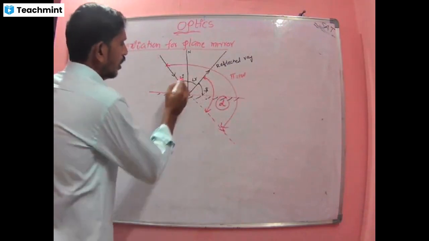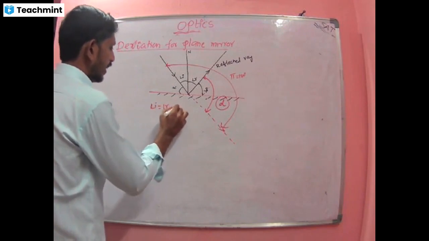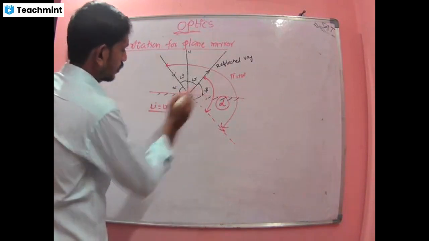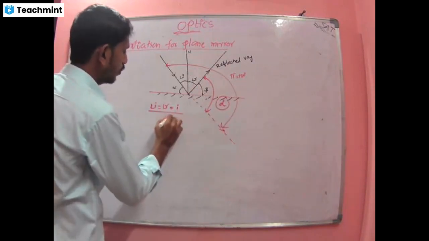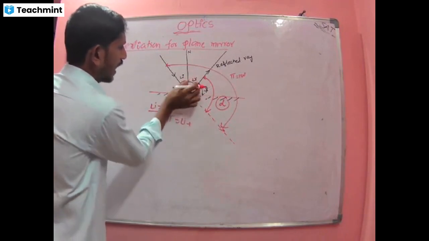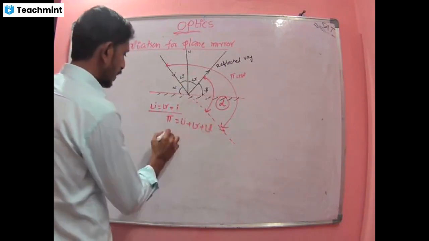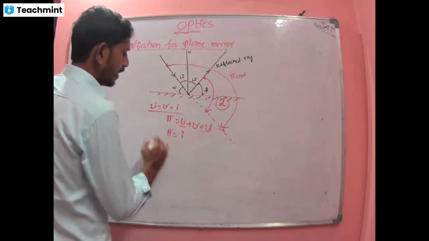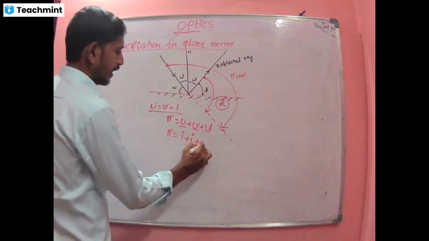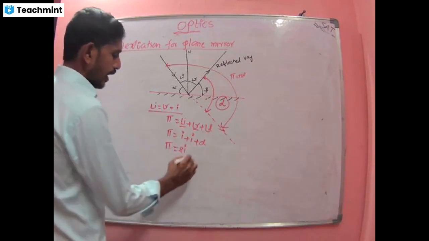By the law of reflection, angle of i is equal to angle of r. So I can write angle of r is equal to i. Here the total is 180, which should be equal to angle i plus angle of r plus angle D. In the place of r we can write i here, and this is D, the angle of deviation. So i plus i is 2i. So pi is equal to 2i plus D.